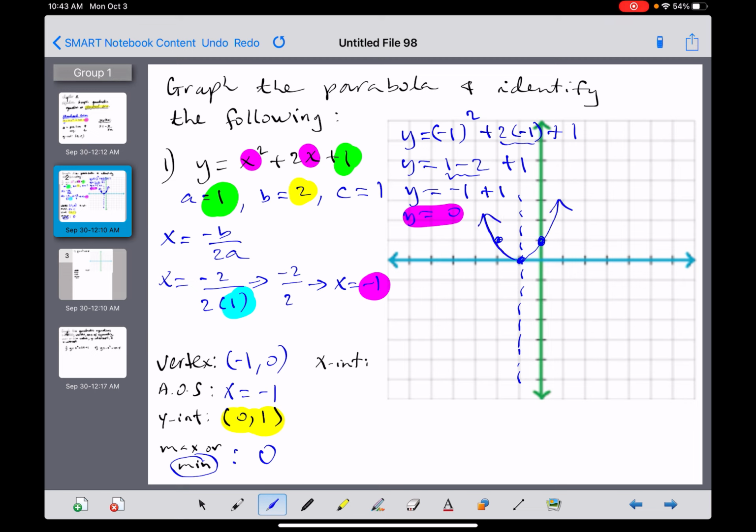Now, if you look at this, your x-intercept just happened to be your vertex as well. So in this case, your x-intercept is right here, the yellow dot, which is negative 1, comma 0. So that's number 1. Let's move on to number 2.